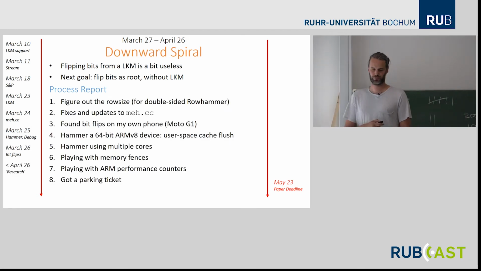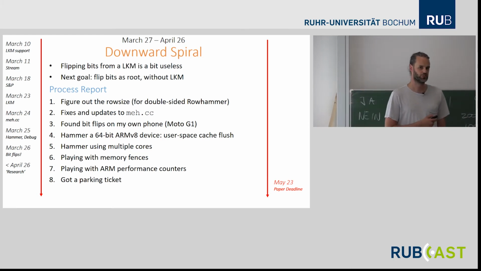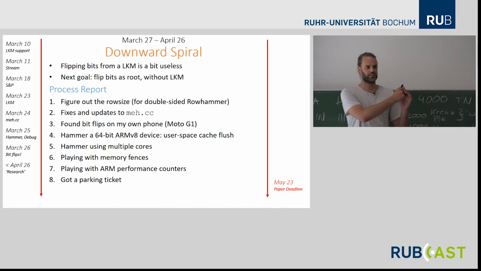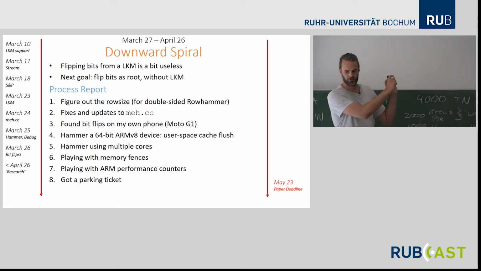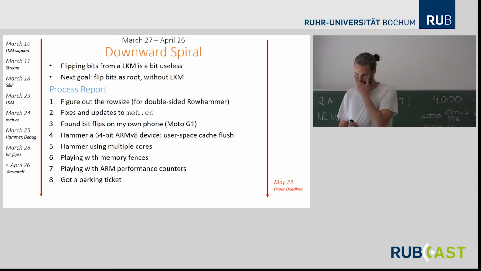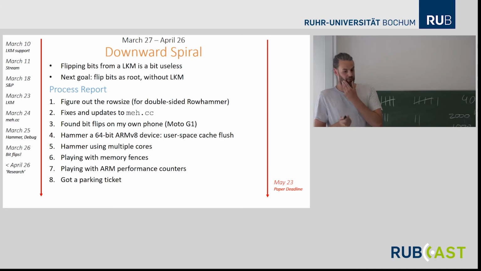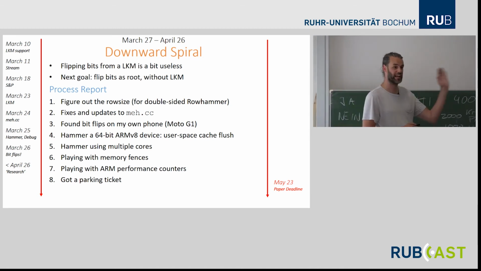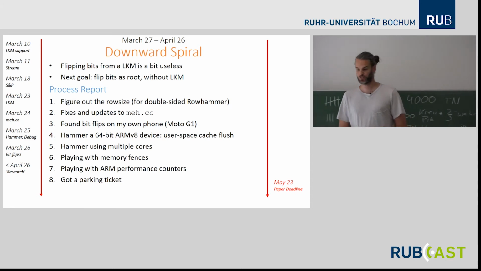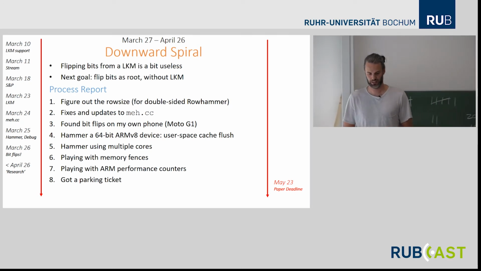The first thing I did was figure out the row size. So the matrix that I showed earlier, if you know exactly the size of one of these rows, then you can figure out when exactly you are doing double-sided Rowhammer. So I figured it out, made some fixes and updates. I ran more tests with a better version, and I found more bit flips, also on my own phone, Moto G1.